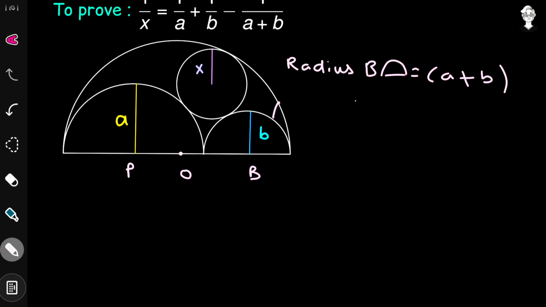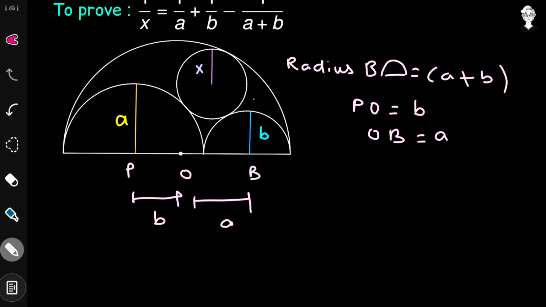So finally we have got that PO has a length equal to b, and OB has a length equal to a. PO is b and OB is equal to a. Okay, so here we have calculated the lengths of some of the basic line segments. Now to move further to the solution, we have to take the help of this particular theorem.